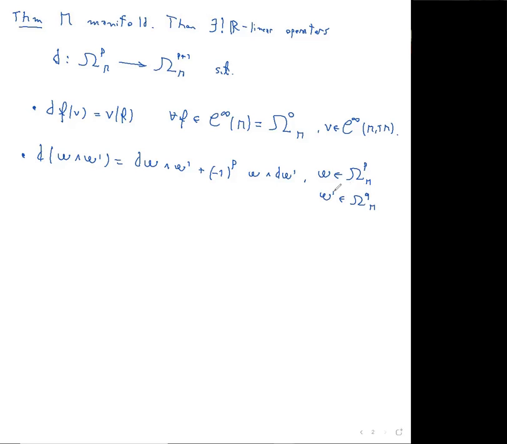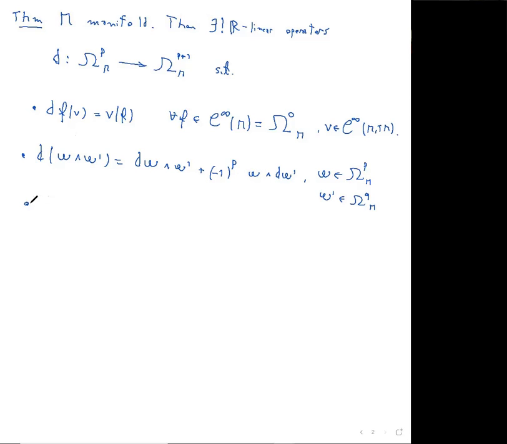So we know that if we take the wedge product of omega and omega prime, this is a (p+q)-form. And if you take the differential, then this should be a (p+q+1)-form. So here we get the (p+1)+q, and then you get the p+q+1.